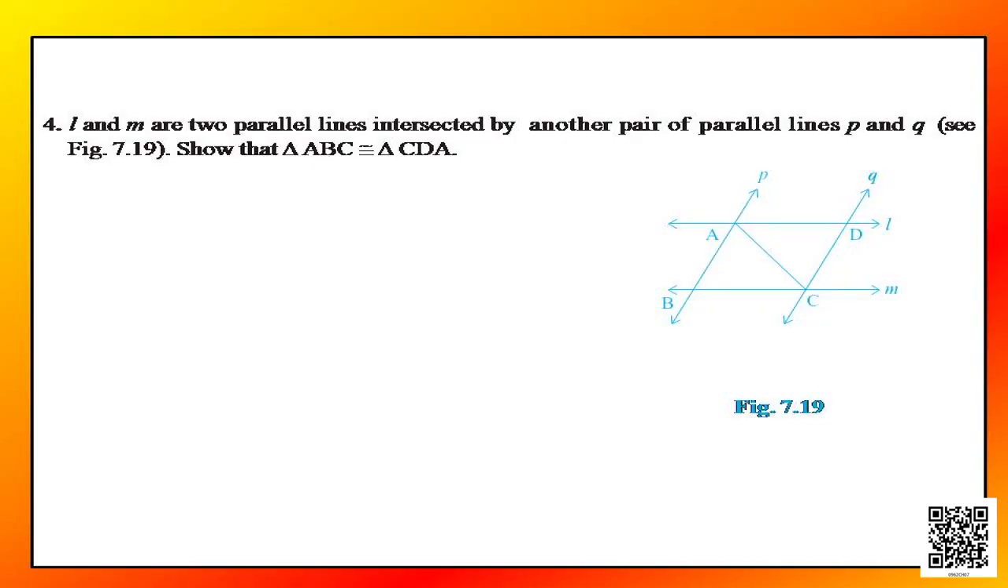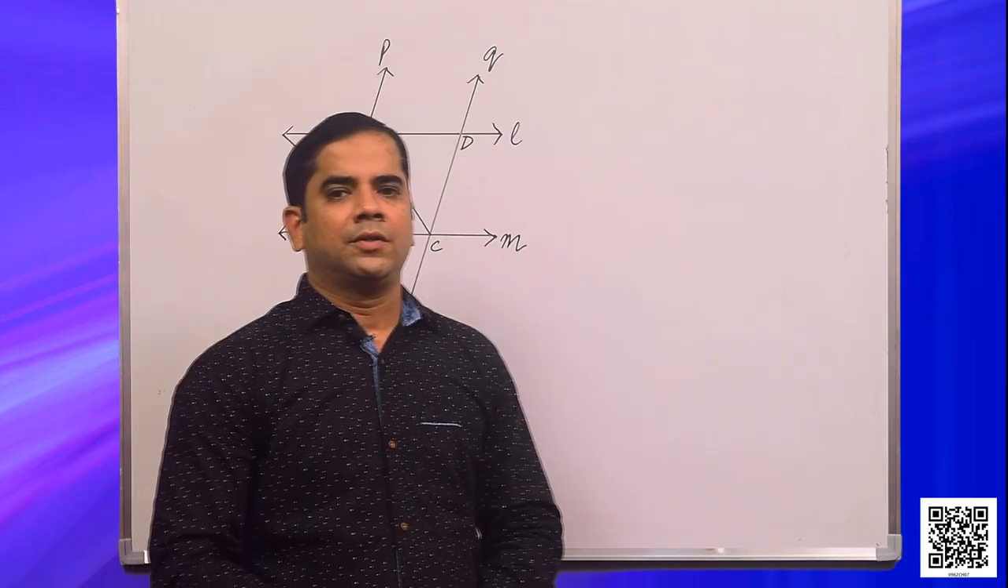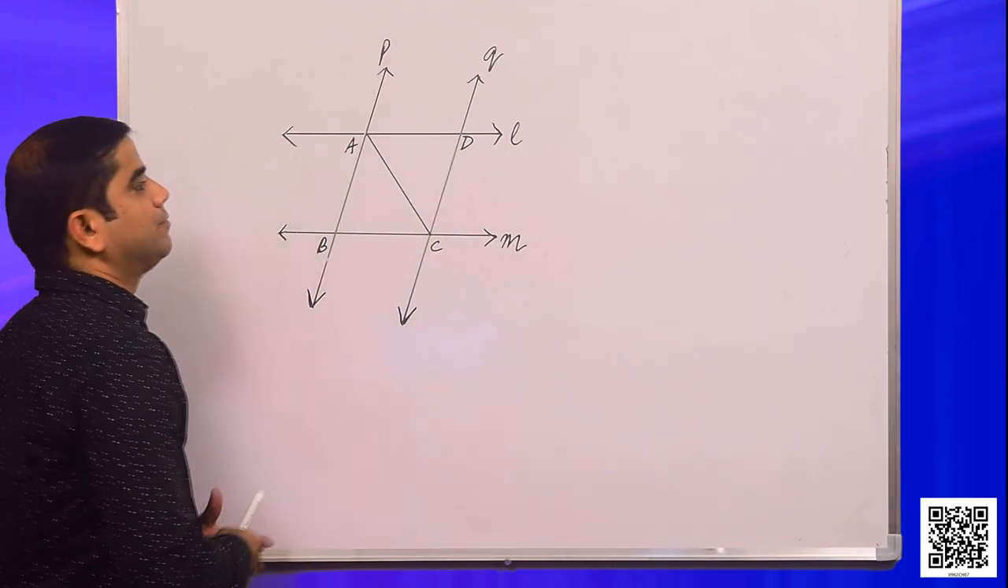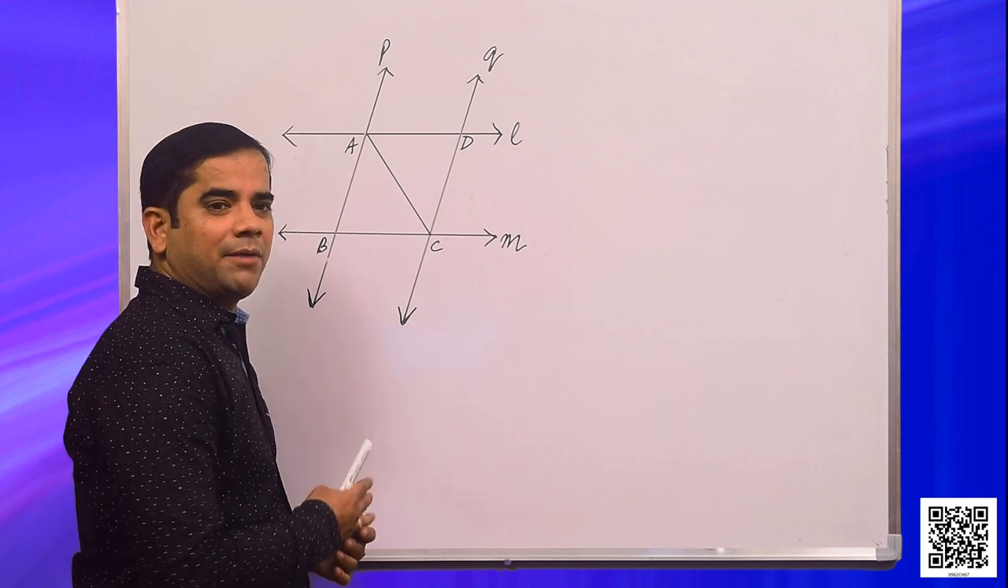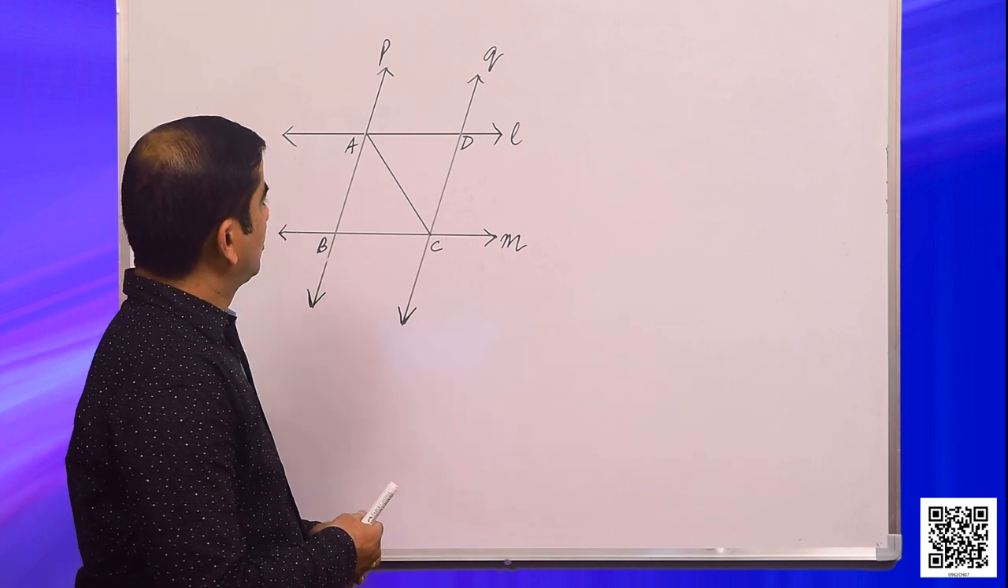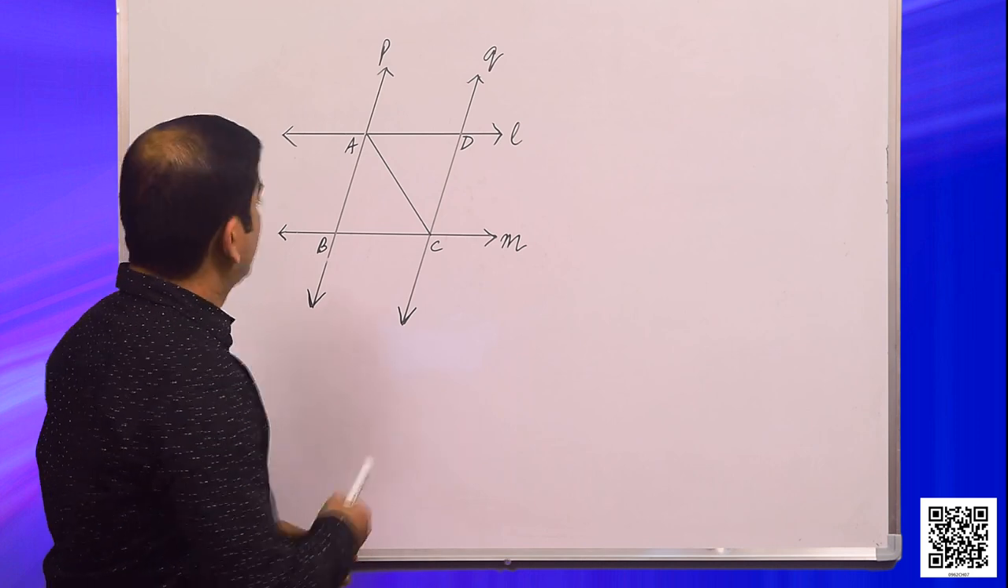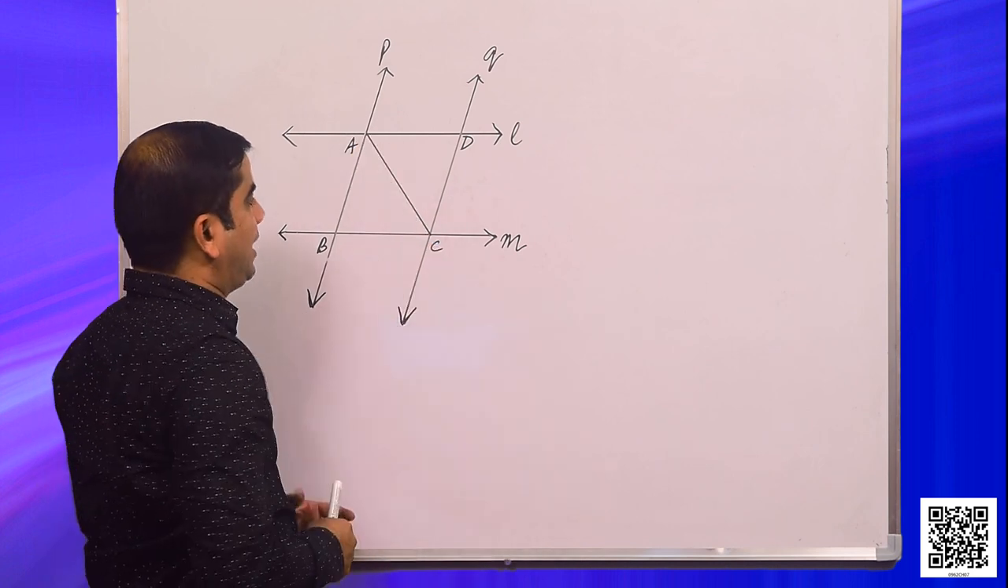Okay? Students, let us discuss question number 4. It says L and M are two parallel lines intersected by another pair of parallel lines P and Q. And it asks to prove that triangle ABC is congruent to triangle CDA. Let us draw the diagram first. Okay? Students, as you can see, I have drawn a similar diagram that is given in your book. So, as per the diagram, I have connected the points A and C.